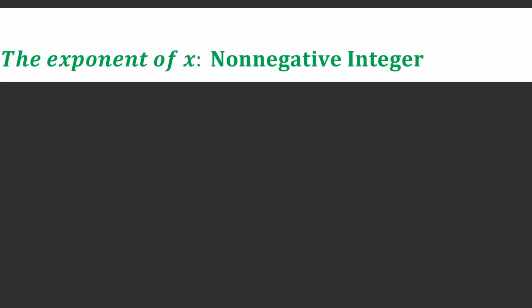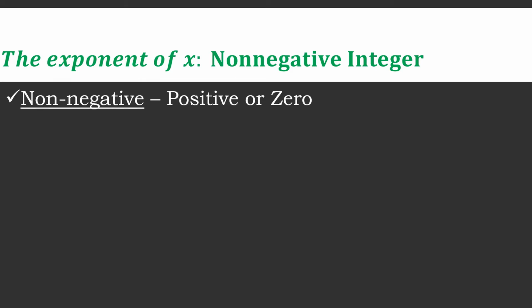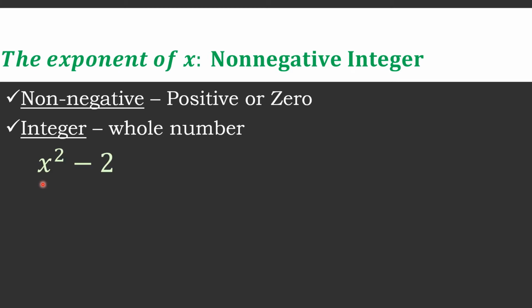Isa-isahin natin. Ang ibig sabihin ng non-negative integer ay mga hindi negative na whole number. Number na mula sa 0, 1, 2, 3, 4, 5, and so on. So, kung merong negative, fraction o decimal na power ng x or exponent ng x, hindi ito matatawag na polynomial function. Just like this, x squared minus 2.